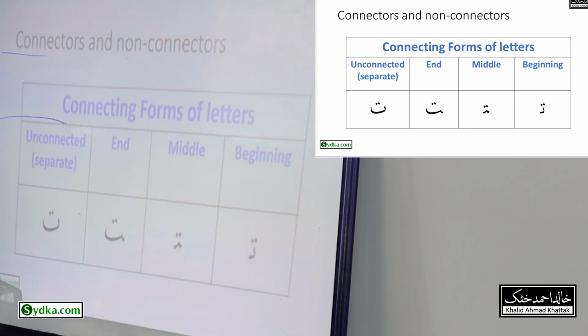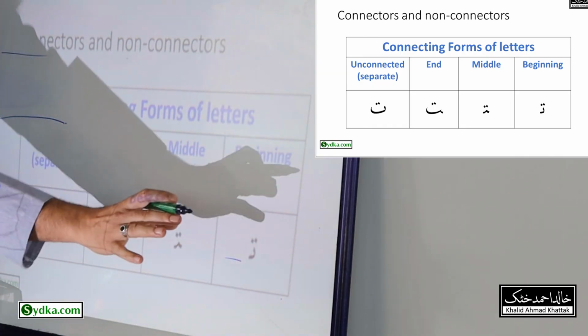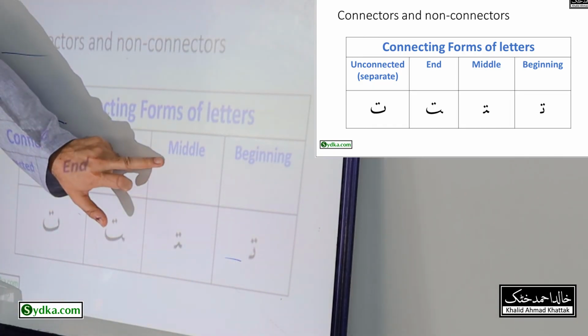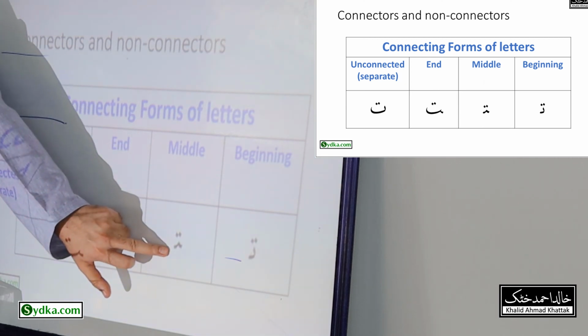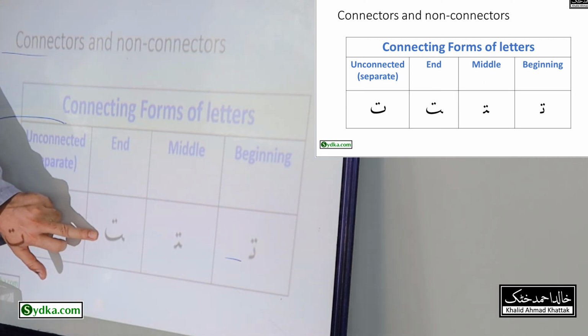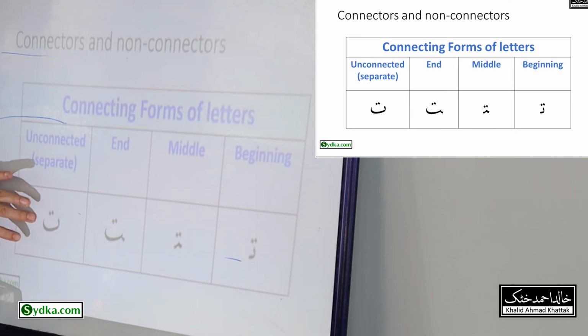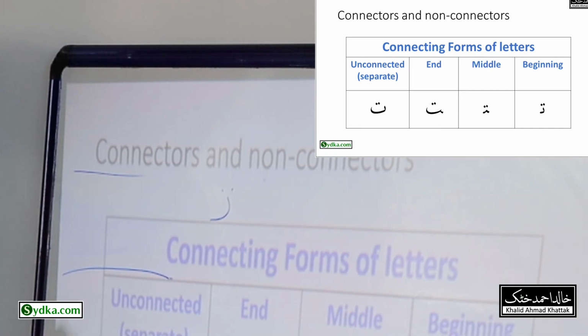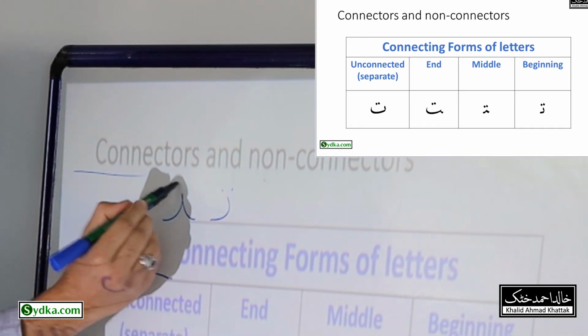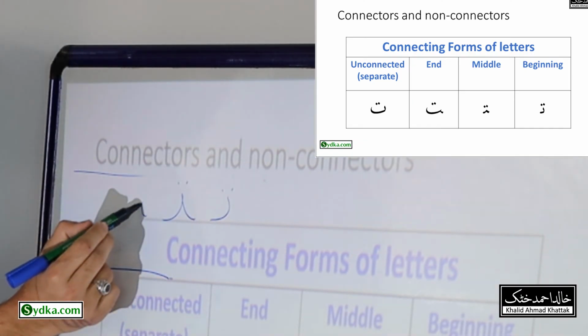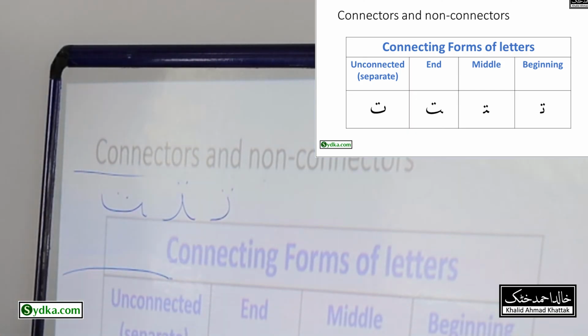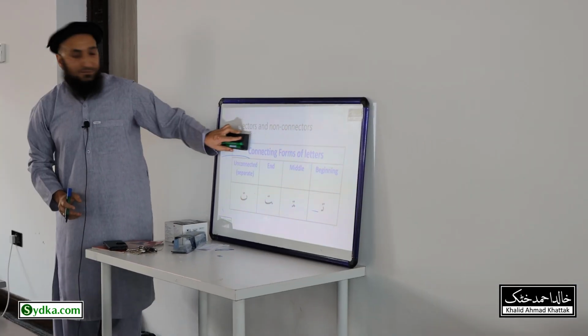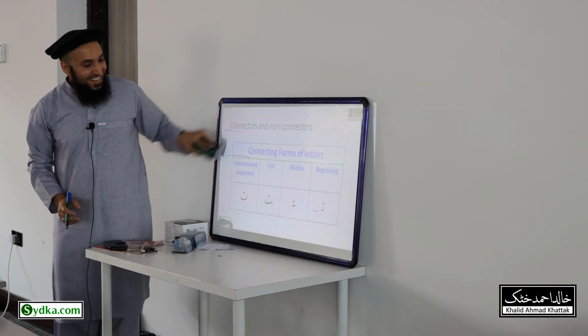You can see something can be connected after it. So if it comes in the beginning, it looks like this. If it comes in the middle of a word, it looks like this. And if it comes at the end of a word, it looks like this. And on its own, it looks like this. Let me write it down here. So in the beginning, it looks like this. In the middle, it looks like this. And at the end, it looks like this. And on its own, like this. Any question? Easy. Is it? Okay, next one.